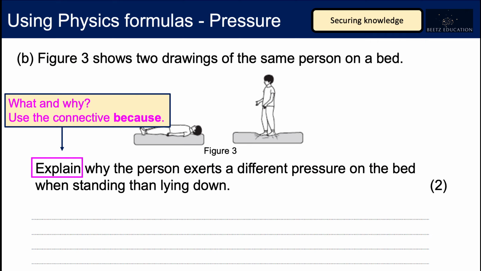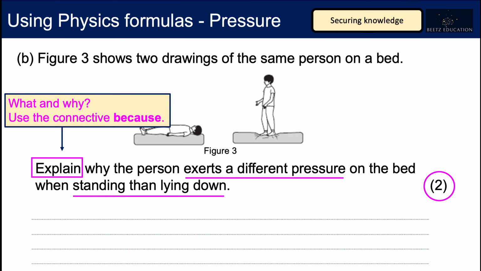And I'm going to use the connective because with an explain question, part of the marks available are for you justifying what you have said in the first part of your answer. So there needs to be some justification when I write my answer, and because is a great connective to use. And I've been asked to explain why the person exerts a different pressure on the bed when standing than lying down, and it's worth 2 marks.